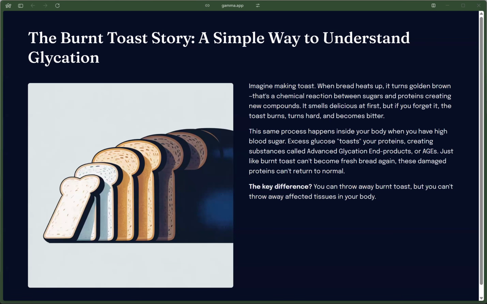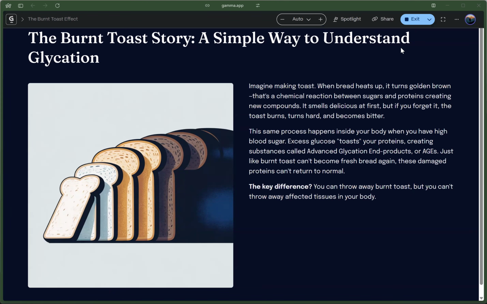Okay, so I hope now my screen is visible. Right, okay.